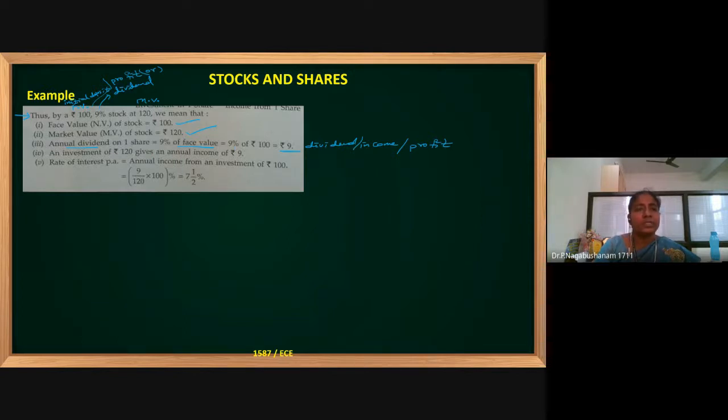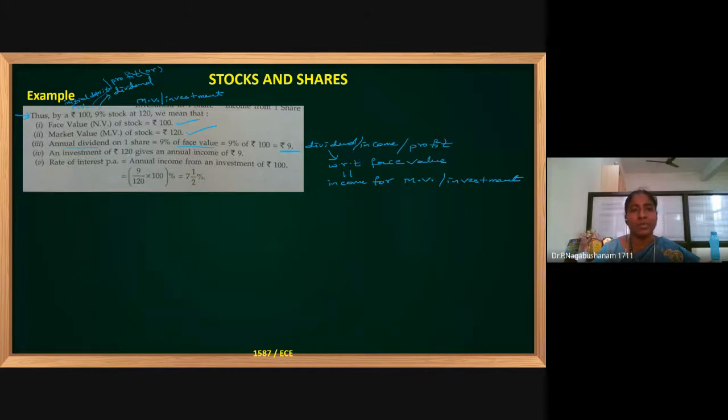Now the fourth point: an investment of 120 rupees gives an annual income of 9 rupees. Market value and investment are one and the same. The market value is 120 and the annual income is 9 rupees. So the income, the dividend, is calculated with respect to face value, and it is equal to the income for the market value, or investment. This 9 rupees is the annual income for a face value of 100 rupees, and for a market value of 120 rupees.